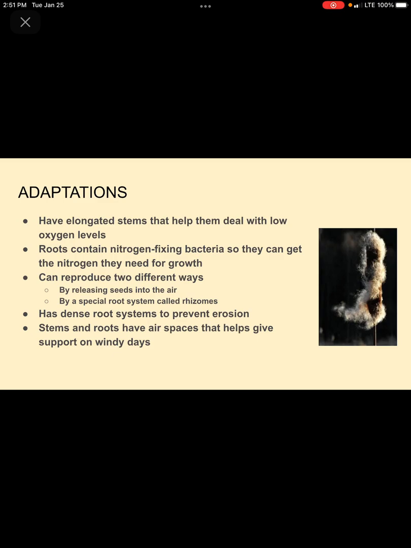Adaptations. They have elongated, or long, stems that help them deal with low oxygen levels. Their roots contain nitrogen-fixing bacteria, so they get the nitrogen they need for growth. They can reproduce two different ways: by releasing seeds into the air, which is what that picture is representing, or by a special root system called rhizomes. They have dense root systems to prevent erosion. And the stems and roots have air spaces that help give support on windy days.